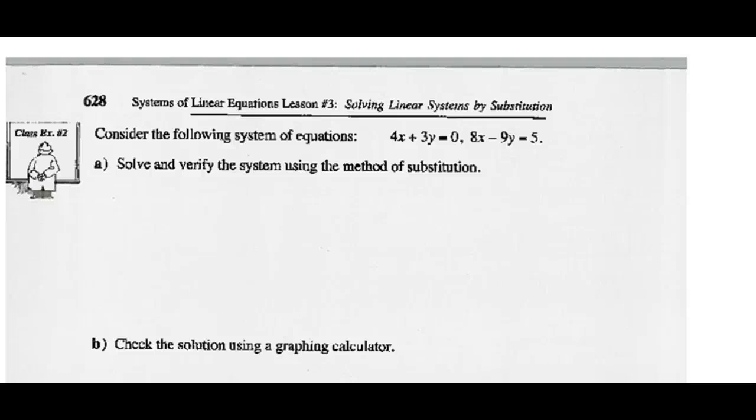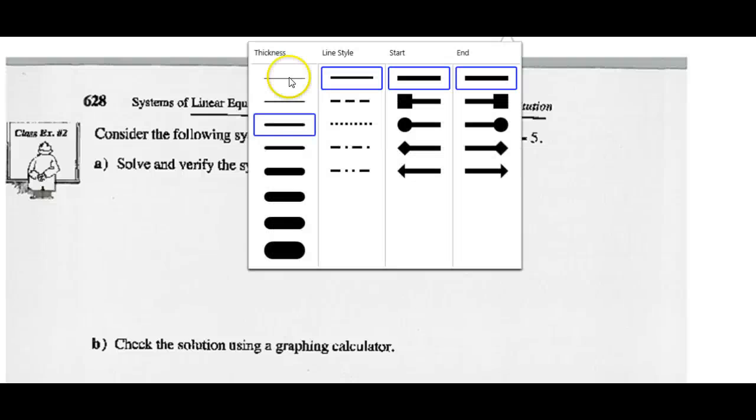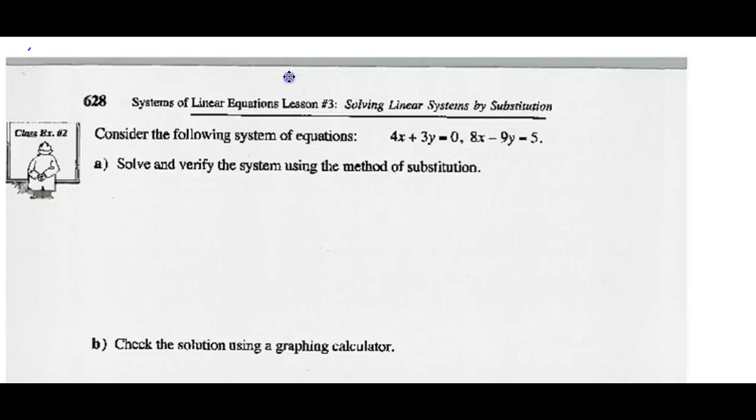Consider the following system of equations. 4x plus 3y is 0 and 8x minus 9y equals 5. Solve and verify the system using the method of substitution. Well, look for the simplest equation. The first equation, 4x plus 3y is 0, that's probably the simplest one. So let's take that first equation, 4x plus 3y equals 0, and solve for one of the variables. It doesn't matter if I solve for x or solve for y.